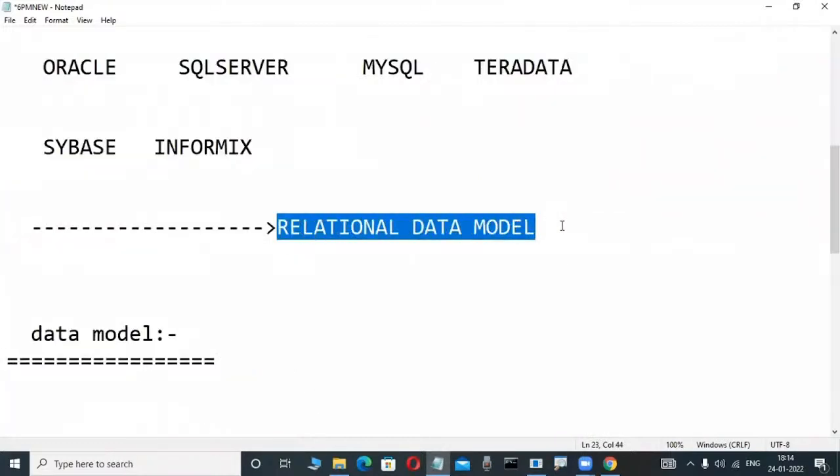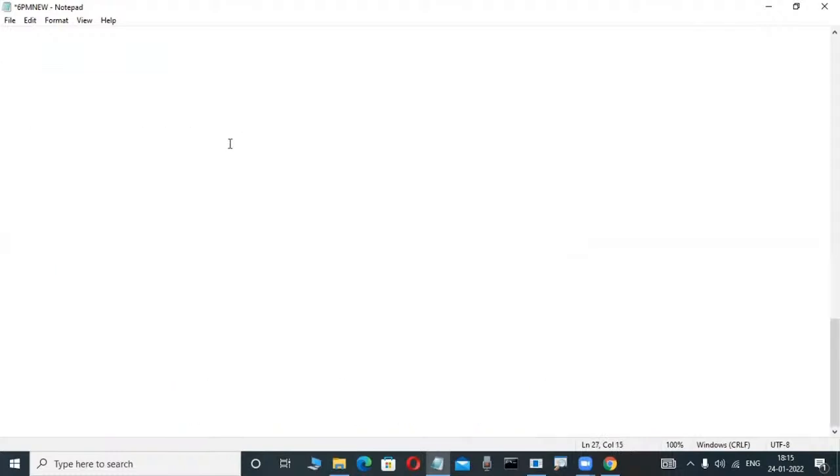Relational data model, from 1970 onwards. This is a new model; one fellow introduced it. I will tell you, but before that, what does a data model mean? Easy. Data model. Anybody have an idea?